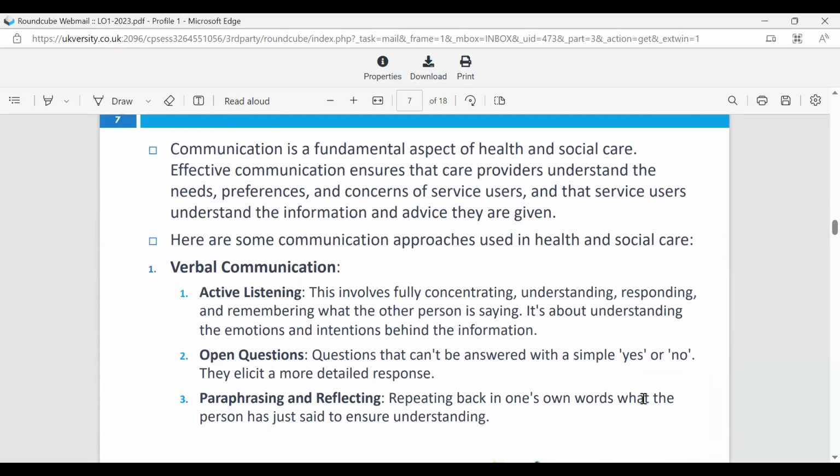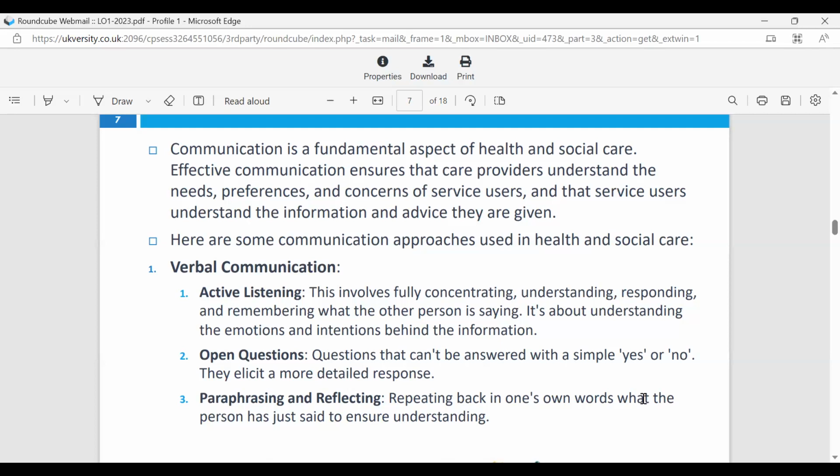Communication. So communication is a fundamental aspect of health and social care, as we saw in the video as well. Effective communication ensures that care providers understand the needs, preferences, and concerns of service users, and that service users understand the information and advice they are given. Here are some communication approaches used in the health and social care. So we've got firstly verbal communication, and this is a type of communication where we use spoken and written words to get our messages and information across to the other person. In other words, whenever we use our words to express ourselves, our feelings and our thoughts, we are verbally communicating. So these are some forms of verbal communication.